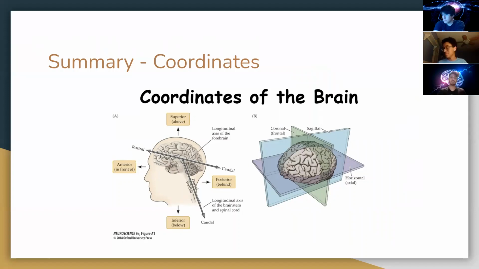As a short review, the main coordinates you should remember are superior, which means above, and inferior, which means below. As well, you could remember the anterior part of the brain, which means in front of, and the posterior part of the brain, which is behind. Then you should remember the rostral part of the brain, which is also more in front, but a little more diagonal. Then caudal, which is the opposite, in that behind diagonal part of the brain. And then finally, the dorsal and ventral parts of the brain. Dorsal is the top part of the brain, and ventral is the bottom part.